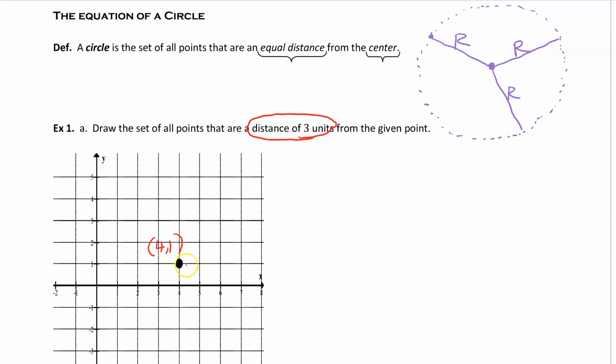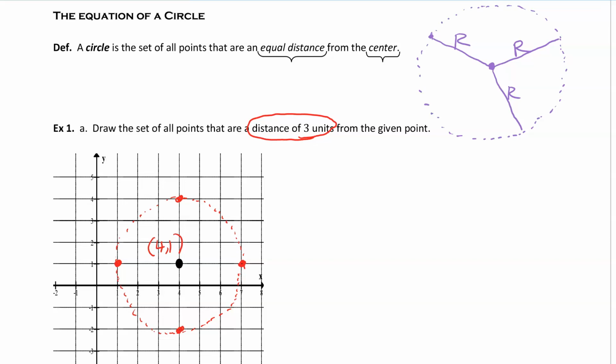Let's draw that set of points. Here is 1 point, 3 units to the right, 3 units up, that gives me another point, 3 units to the left, that gives me another point, and 3 units down, that gives me another point. And then you'll see the set of all of these points here will make the circle. Now each one of these points has an x-coordinate and a y-coordinate.